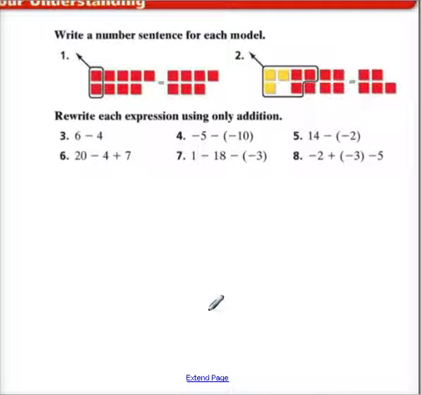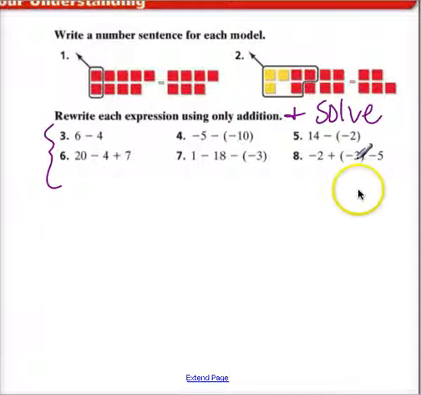That brings us to the end of our lesson already, pretty quick. I'm going to change the directions a little bit. I would like you to do 3 through 8. I want you to rewrite each expression as an addition problem and solve or simplify. So get the final answer. Okay, bring your notes and these answers to class.